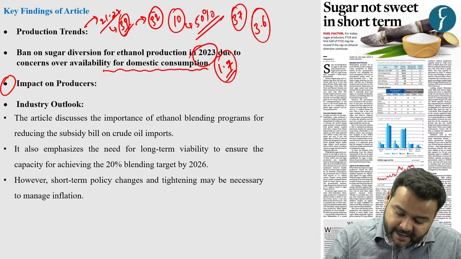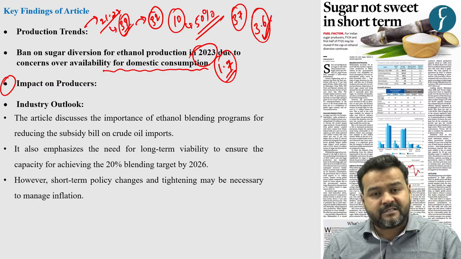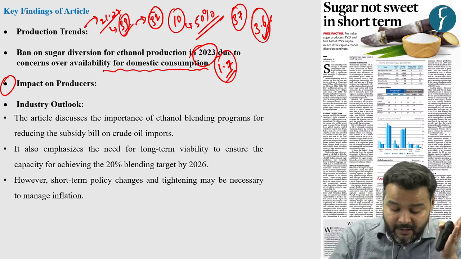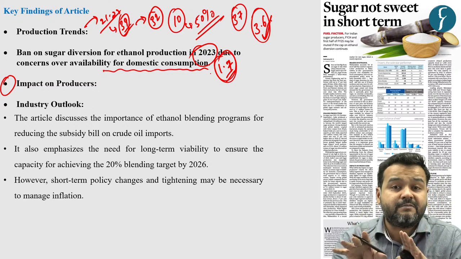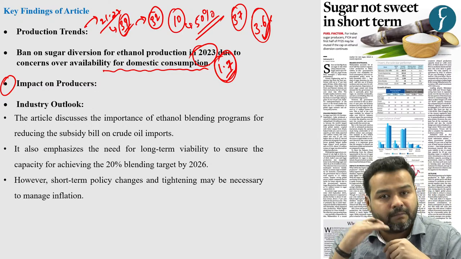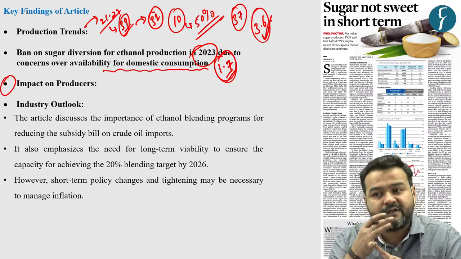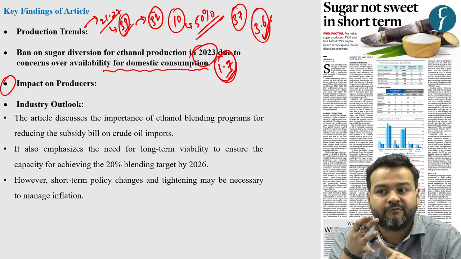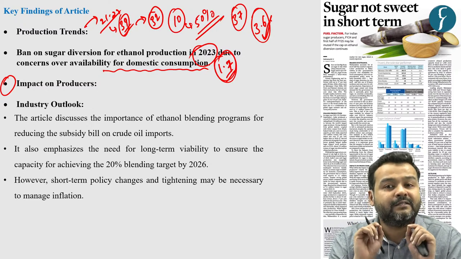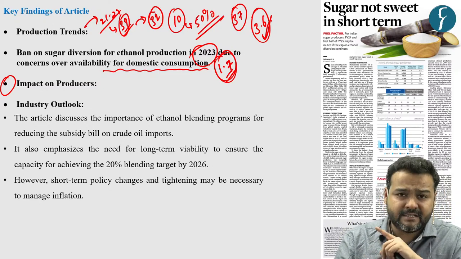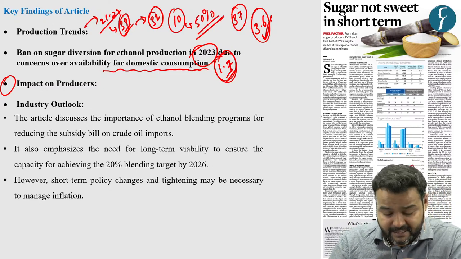And see here, diversion in 2021-22 was around 3.6 million ton, which is capped at 1.7 million ton, so just half. So if you have that limit of diversion, definitely you are going to impact the income and profitability of those who are associated with this industry. So this is the concern that has been highlighted by this report.